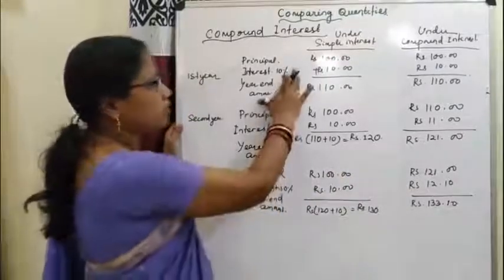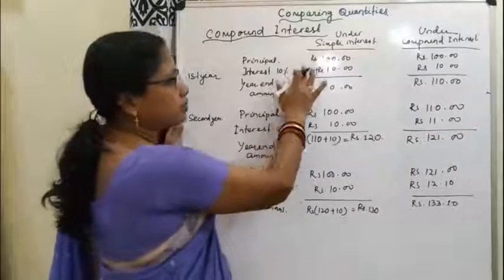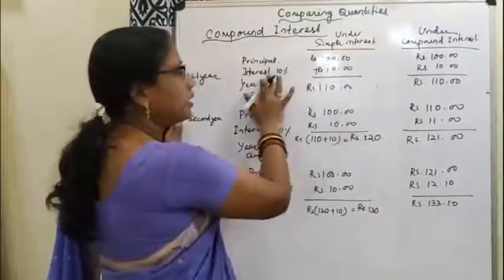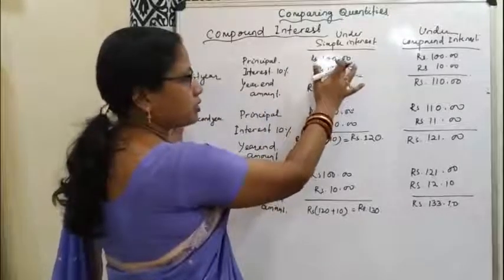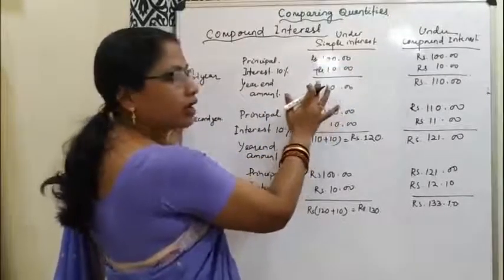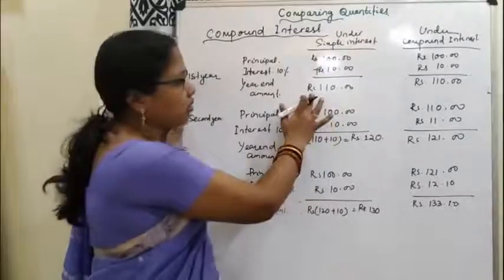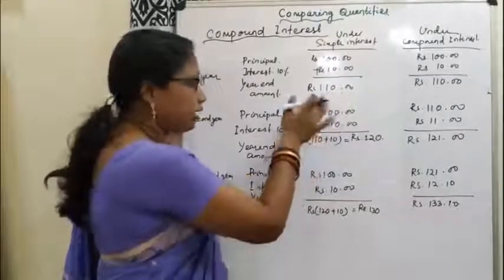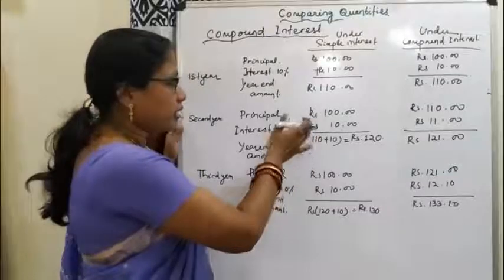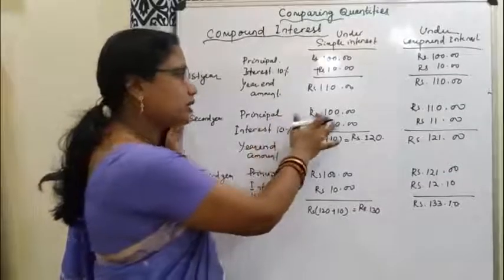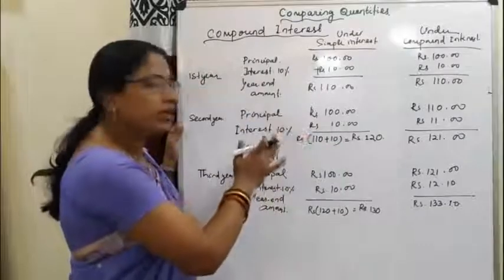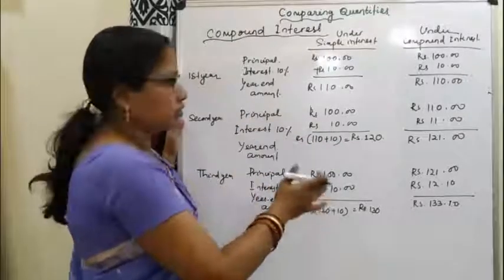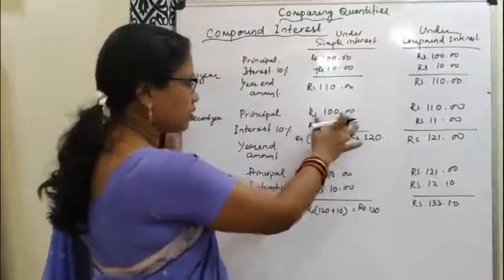So for first year under simple interest, principal is 100 rupees. Then interest is 10%. So 10% of 100 is 10 rupees. So total amount at the end of first year is 110 rupees. Then come to second year. At the second year the principal is 100 rupees because under simple interest the principal is same in all the years. So this is principal 100 rupees.